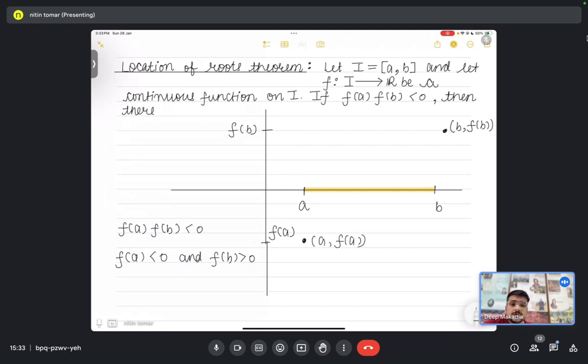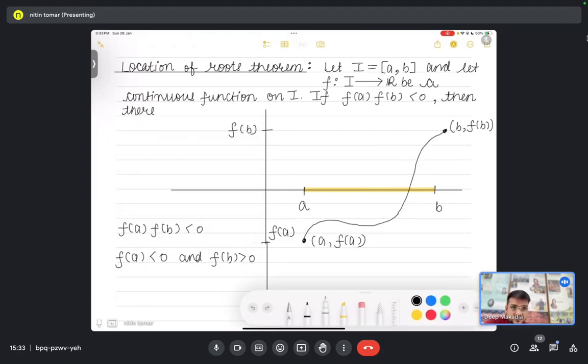Now if you want to draw a continuous function, can you draw it without an intersection with the x-axis? It doesn't matter where I start. If I want to reach this point continuously, which means without any break, then at least once I will intersect with the x-axis. Am I correct?